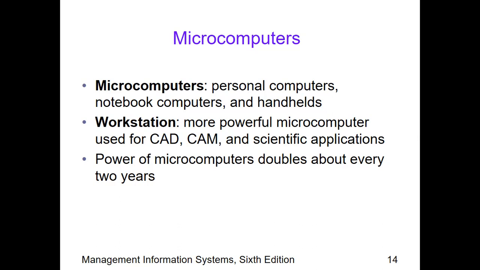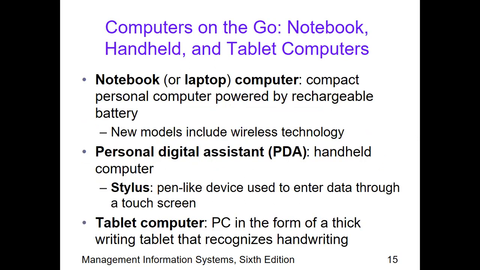Now, the power of microcomputers, as we mentioned a while ago, doubles about every 2 years, but this one is from this particular time of this source. So compare that to today, 2021, for sure, it can even double in a lesser amount of time, not just 2 years. Then computers on the go, we have the notebook or laptop, a compact personal computer powered by a rechargeable battery.